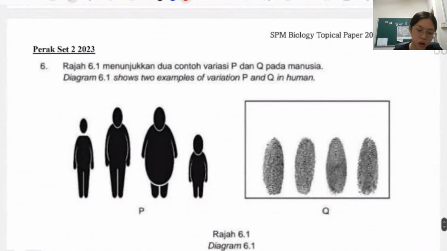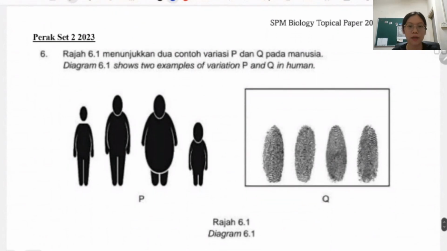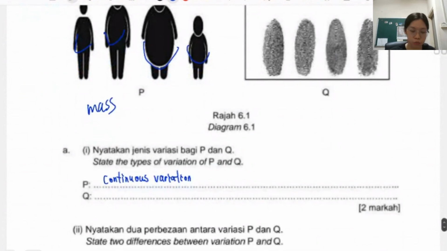This one is about continuous and discontinuous variation. State the type of variation P and Q. So in order to see whether it is continuous or discontinuous, just straight out see whether you can measure it or not. You can see that their stomach size is very big. It's not about measuring stomach size, it's about their mass or maybe height, okay? Can you actually measure it? Yes, you can measure it. What about Q? You can't measure it. Can you measure like 5.5 pattern? No, right? You can't measure it. So Q is discontinuous, P is a continuous variation.